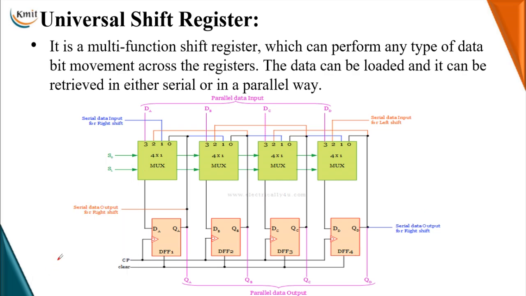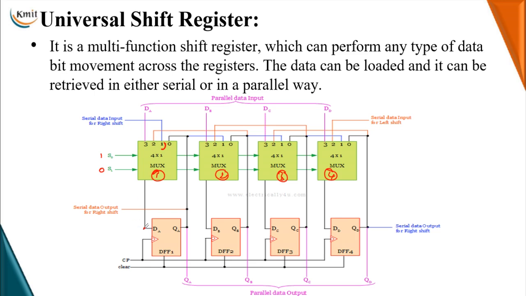In the same manner, if it is 0 1, so S1 is 0 and S0 is 1, here I need the shift right operation. The serial data input for shift right is connected to the first 4 by 1 multiplexer. Let me label these as first, second, third, and fourth. The input data must be entered into the extreme left hand flip-flop, and the output must be collected from the extreme right hand flip-flop on a serial shift right register. So we need to enter the serial data input, hence we connect it on the second data input of the multiplexer.